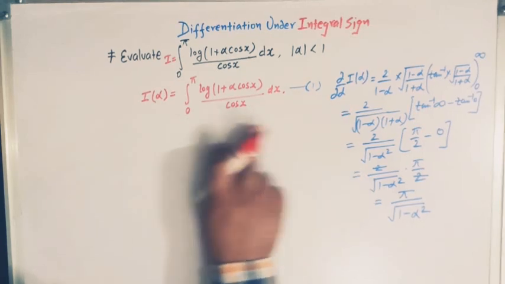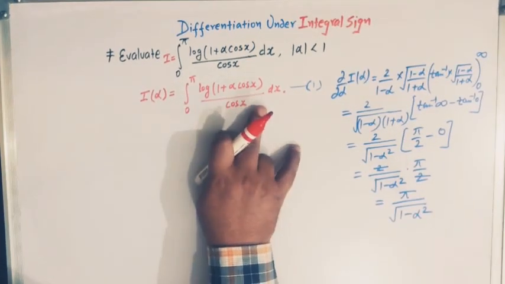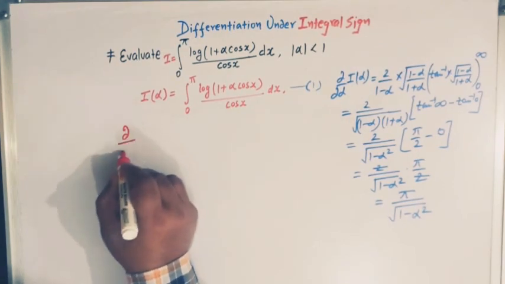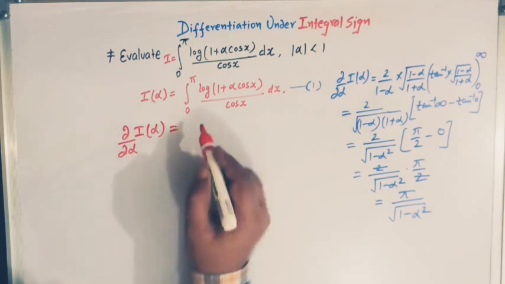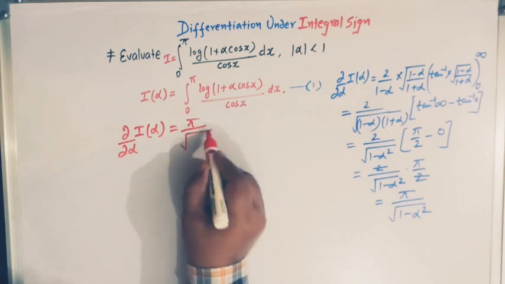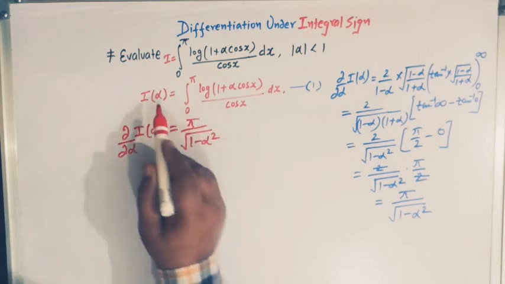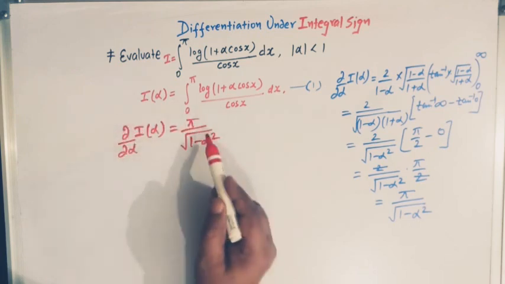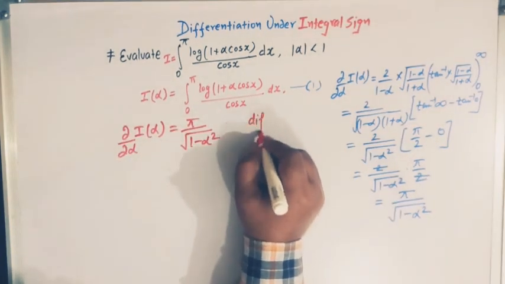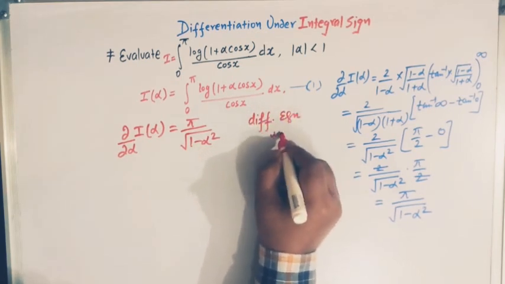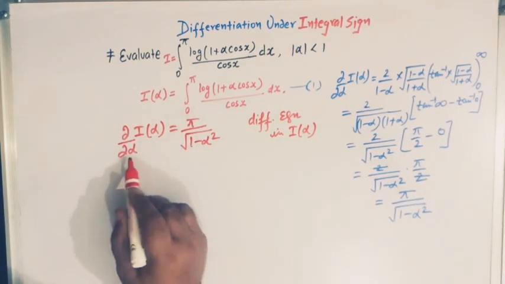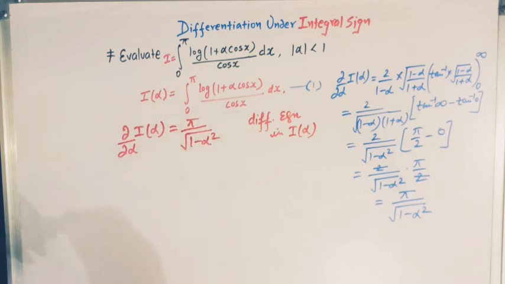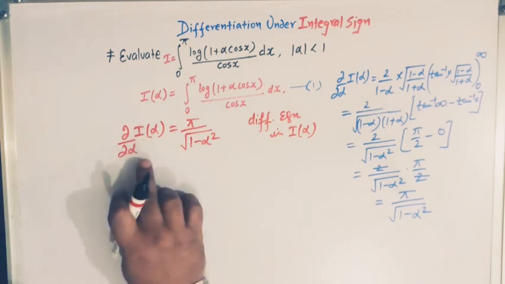So viewers, we have the original integral, and here we have obtained this expression, that is del I over del alpha is equal to pi over square root of 1 minus alpha square. So we have obtained a differential equation in I alpha. Now this is a first order variable separable differential equation. So we can solve this differential equation by separating the variables.